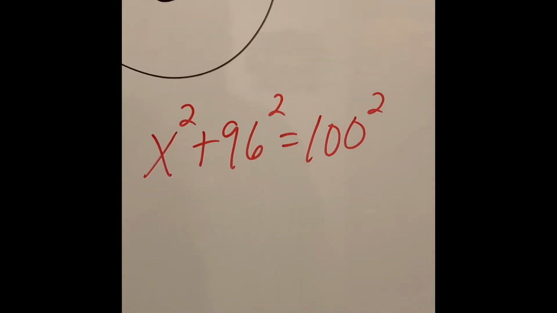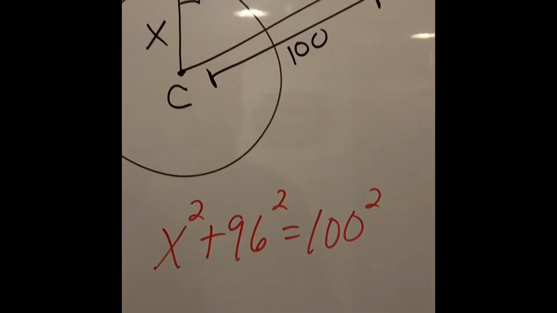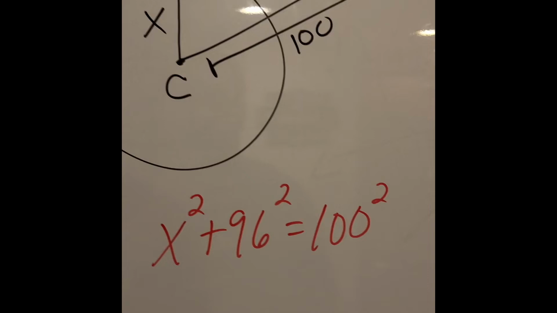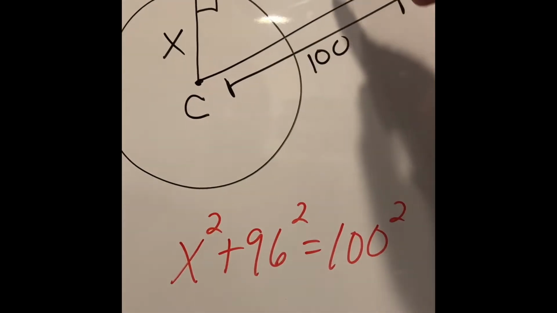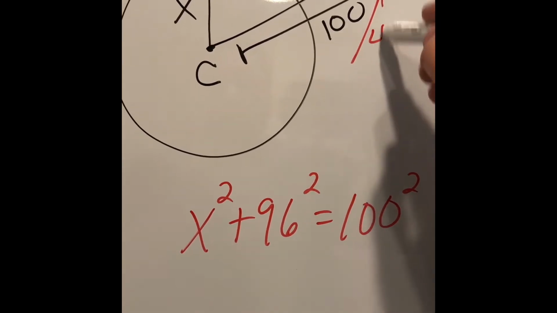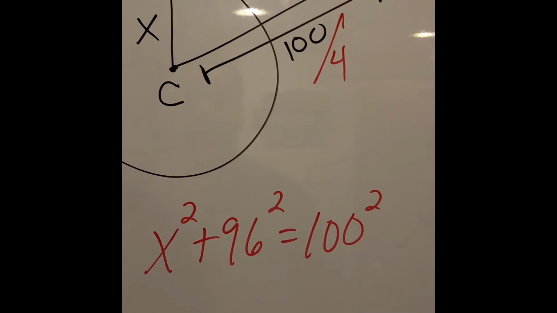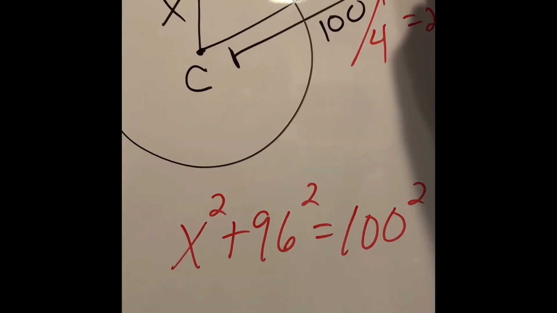Okay? And we're going to work through that. Or maybe, just maybe, if you remember your Pythagorean triples from back when, okay, we see that 96 and 100 can both be divided by 4. Well, if I divide both of those by 4, this is 25, this is 24.